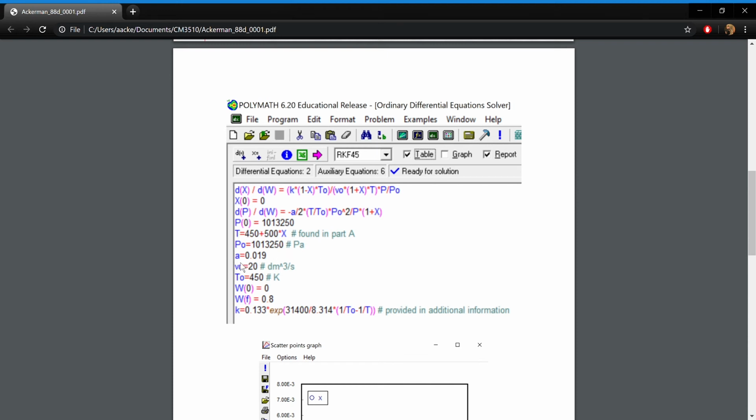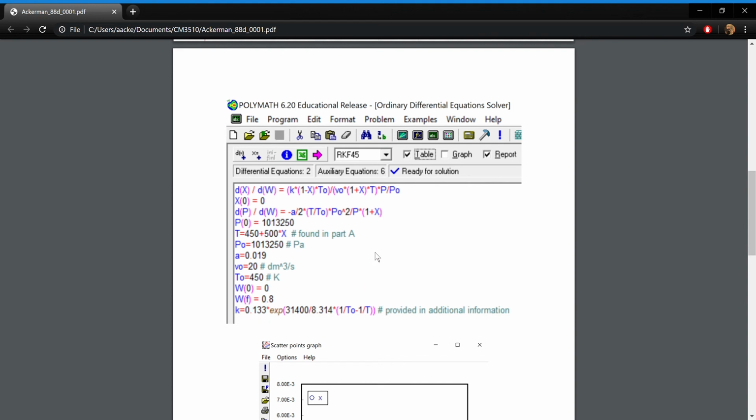And then this is the alpha value that we have chosen to use. Then V is the velocity, which is given to us as 20. The initial temperature is given as 450. And then these are the parameters that we have set up for our first equation here. And then we also are given the equation for the rate constant here.